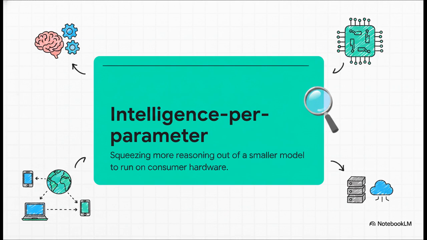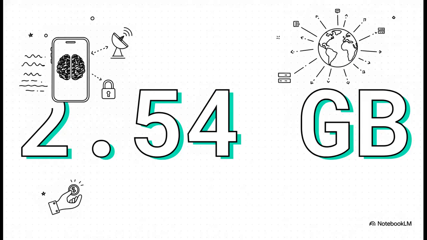2.54 gigabytes. That incredibly small number is the actual download size for Gemma 4 E2B, which amazingly can be run completely offline directly on an iPhone 15 Pro Max. According to the tech reviewers at XDA Developers, if you use Google's Edge AI Gallery app, it takes just a couple of minutes to download. Boom, you instantly have a fast, fully offline AI right in your pocket.